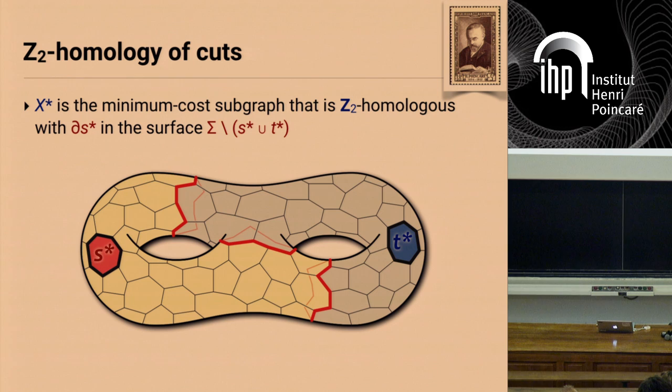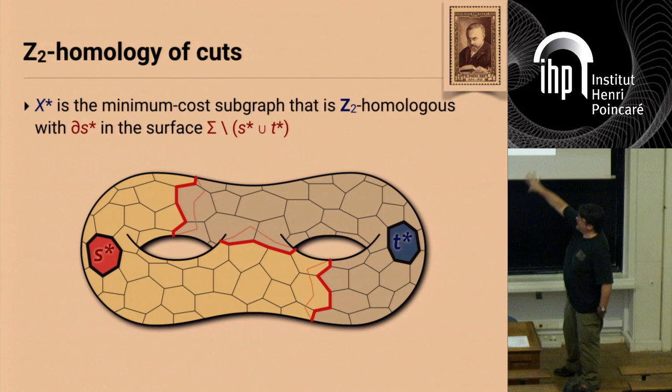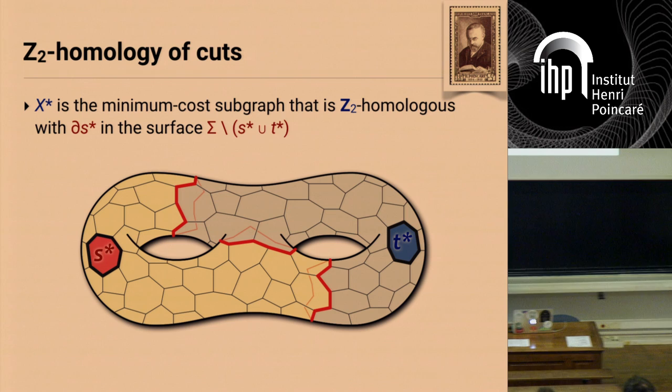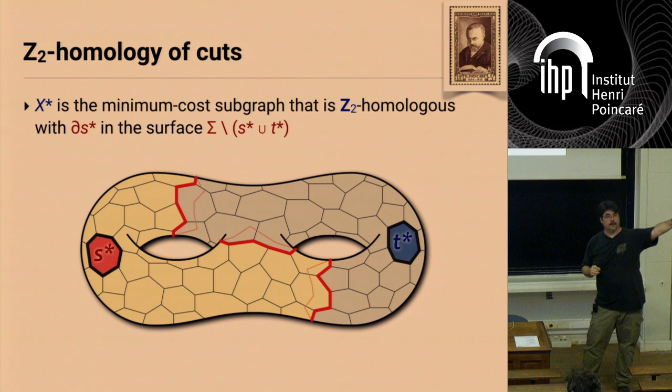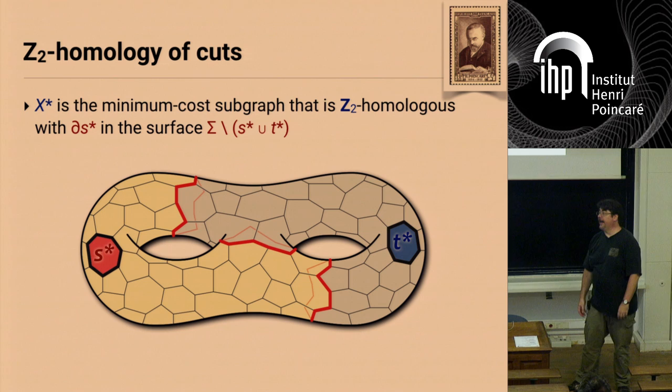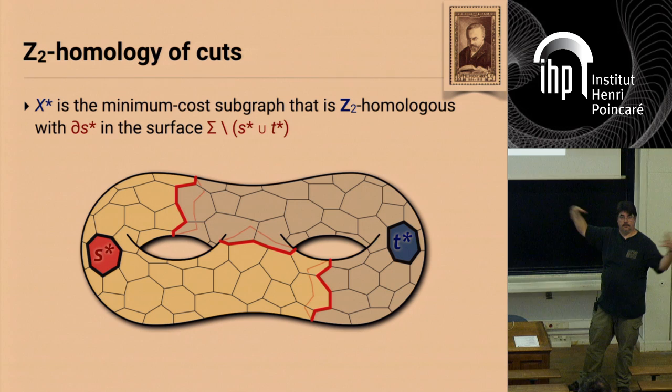Okay, so the yellow faces are the subset of faces whose boundary is the stuff in red and the boundary of S star. And so if I take the boundary of S star, symmetric difference with the red stuff, in this case that's just a union, and the union of those four cycles is the boundary of these yellow faces. So it's null homologous.